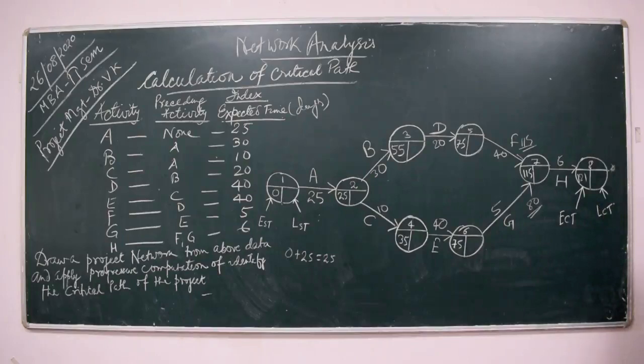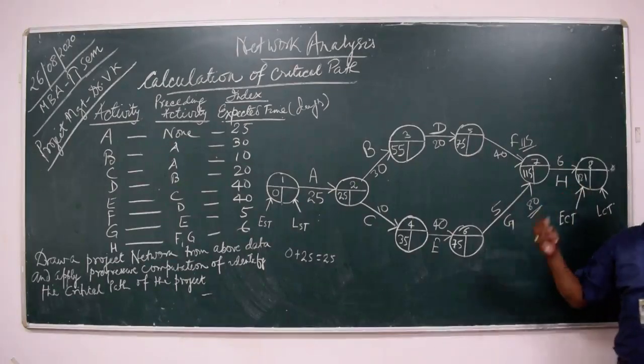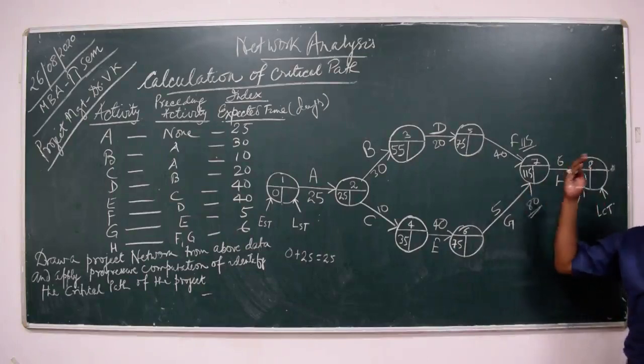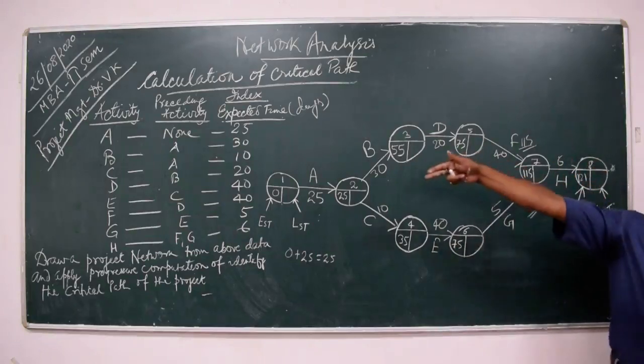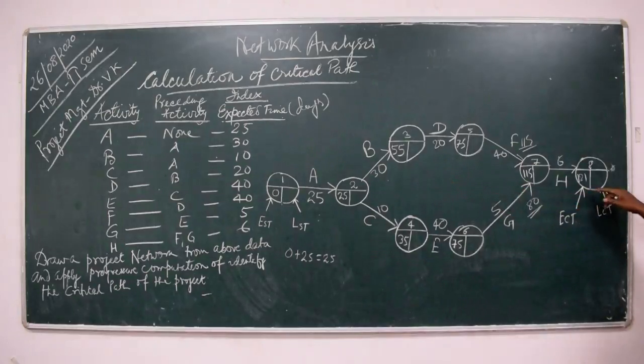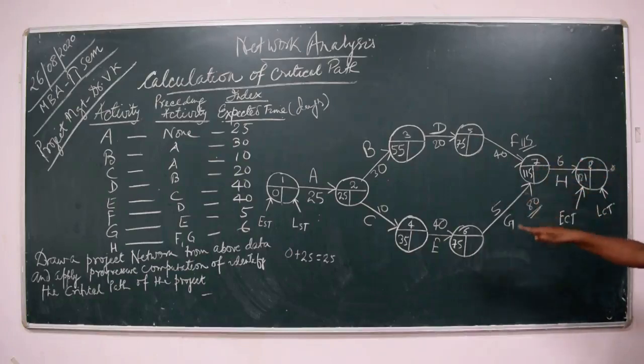Now we have to calculate the backward pass. As we have calculated the forward pass by adding the expected completion time of each activity, similarly in backward pass we are deducting the expected time from the latest completion time and reach to the event number 1. So now our job is here, this part of event 8. So here the activity is completed. So this whole project network has been completed over here.